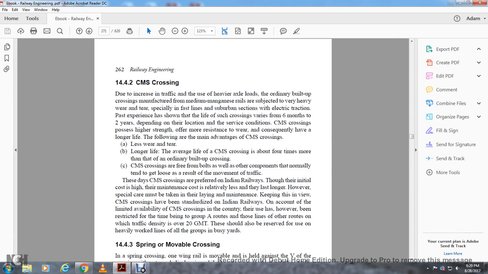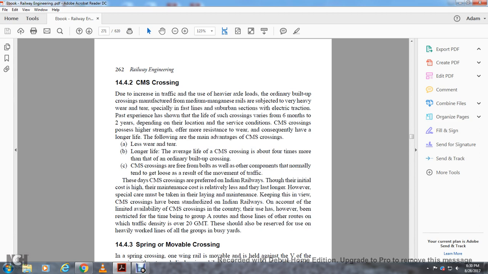The CMS crossings possess high strength and are more resistant to wear. Consequently, they have a longer life. The main advantages of CMS crossings are less wear and tear and longer life: the average life of a CMS crossing is about 4 times that of the ordinary built-up crossing. CMS crossings are also free of bolts and other components that would normally tend to loosen as a result of the movement of traffic.